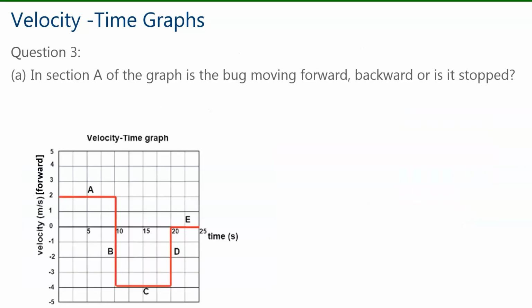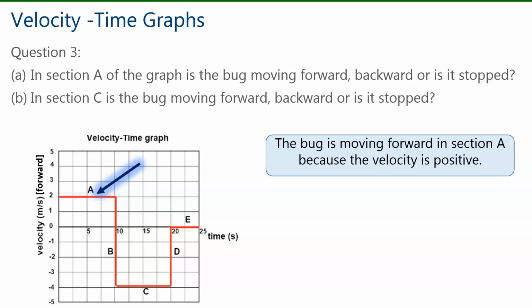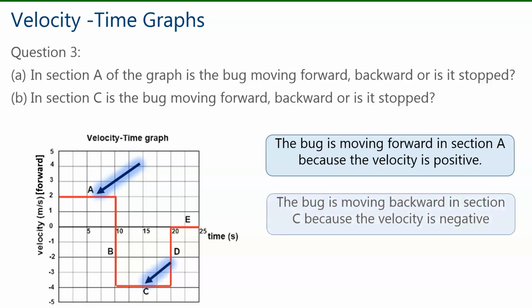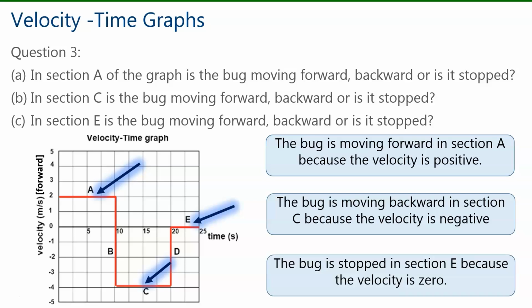Our third question asks us, in section A of the graph, is the bug moving forward, backward, or is it stopped? The bug is moving forward in section A because the velocity is positive. In section C, is the bug moving forward, backward, or is it stopped? In section C, the bug is moving backward because the velocity is negative. And last, it asks us in section E, is the bug moving forward, backward, or is it stopped? And in section E, the bug is stopped because the velocity is 0.